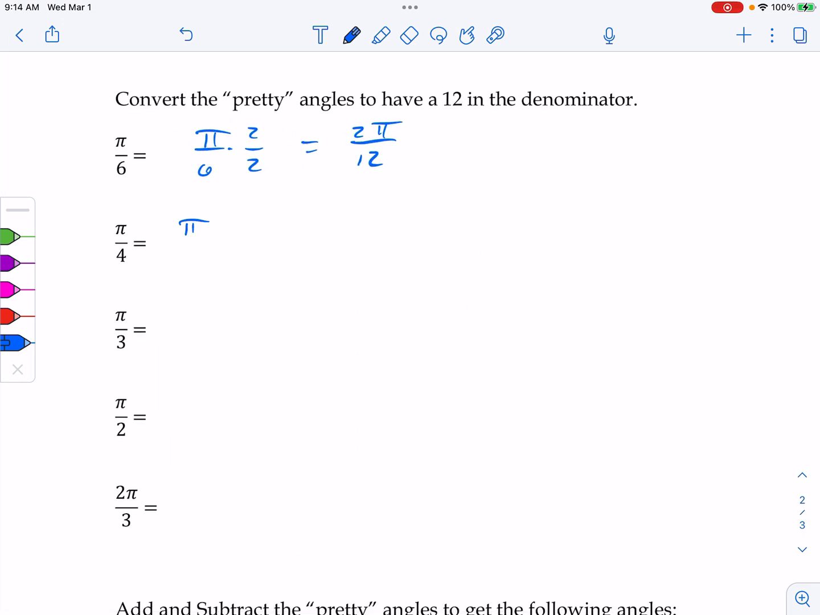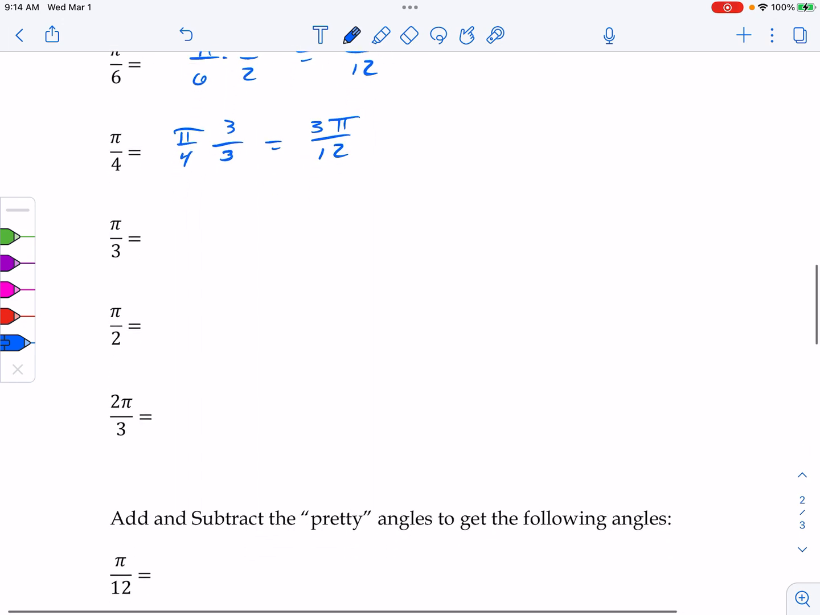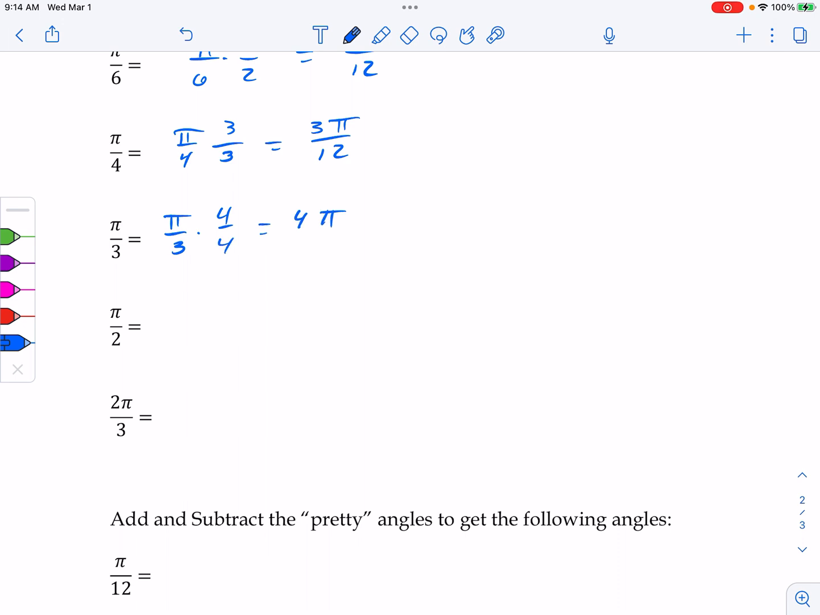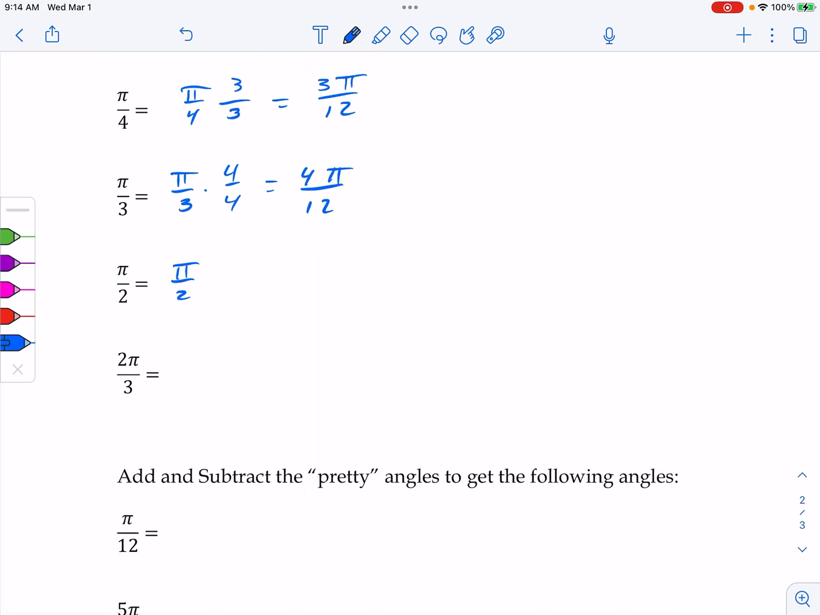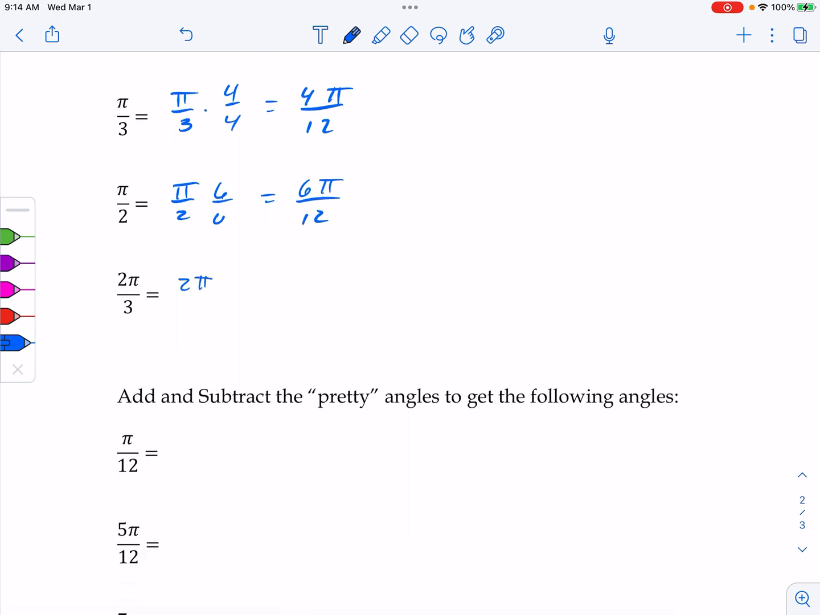How do I get 12 from 4? I have to multiply by 3. So I get 3 pi over 12. To get 12 from 3, you have to multiply by 4. So you get 4 pi over 12. To get 12 from 2, you're going to multiply both top and bottom by 6. And this one I added because it's kind of a convenient one to have. So you have to multiply by 4, and you end up with 8 pi over 12.